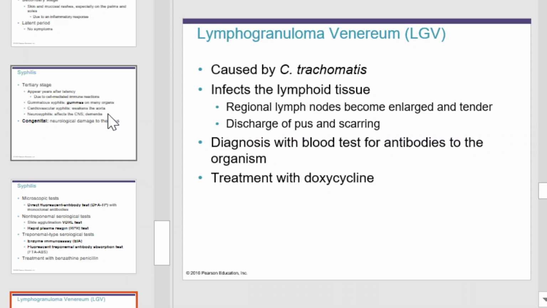Lymphogranuloma venereum is caused by C. trachomatis and affects the lymphoid tissue. This is a regional infection which attacks regional lymph nodes, which will become enlarged and tender and discharge pus and potentially scar. It's diagnosed with a blood test for antibodies for the organism and treated with doxycycline.